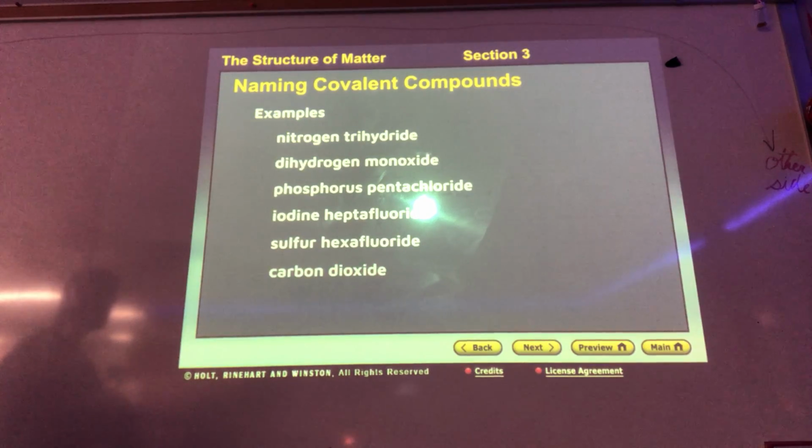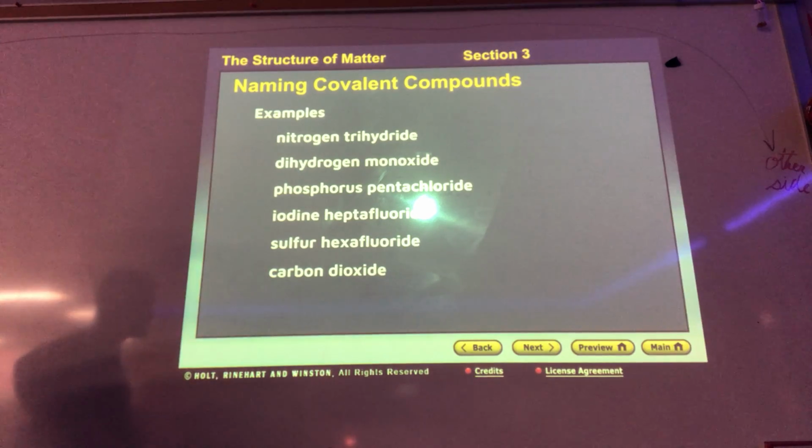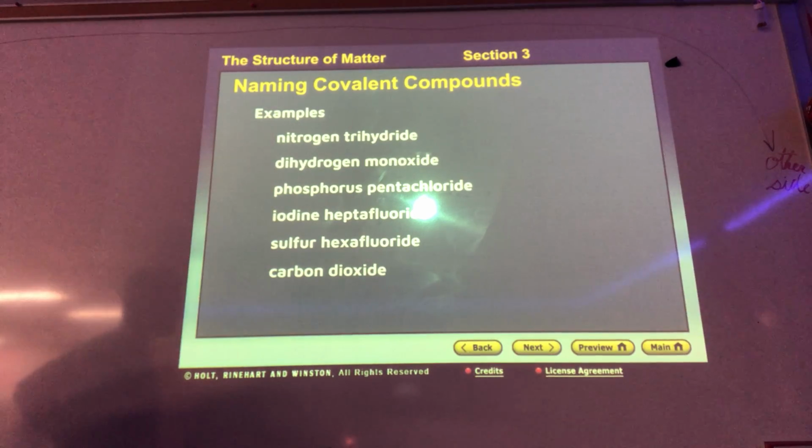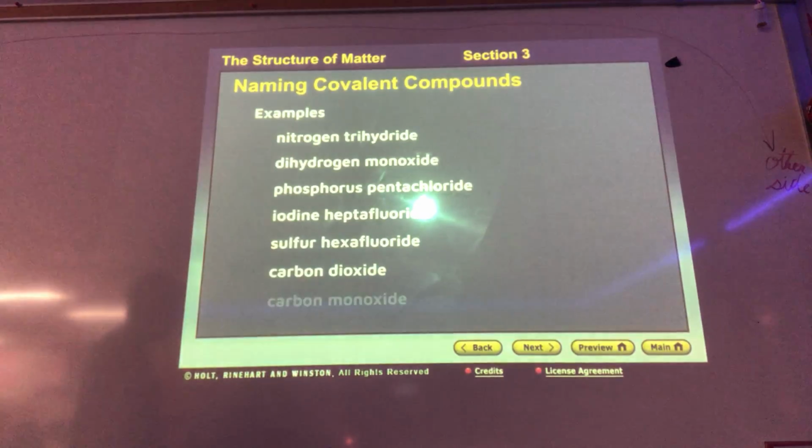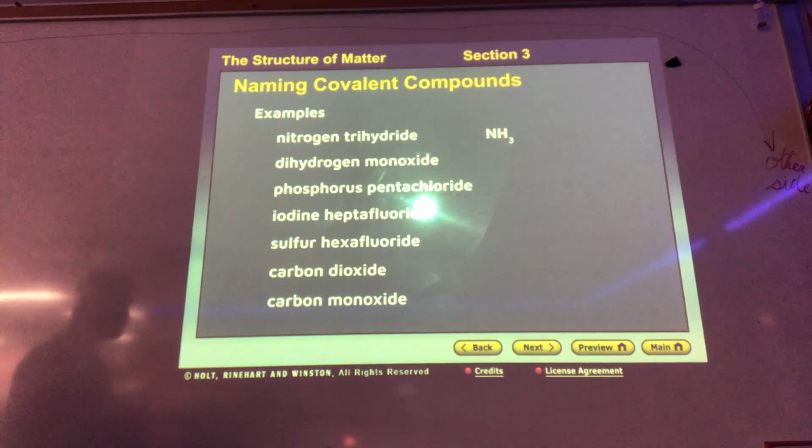Okay, help me out. Nitrogen trihydride. You're the chemist. Hydride means hydrogen. So it's H, so it's just H3. NH3. I have one N and three H's. That is so easy. This is supposed to be way easier than the other ones. Why do they do this for all of them?